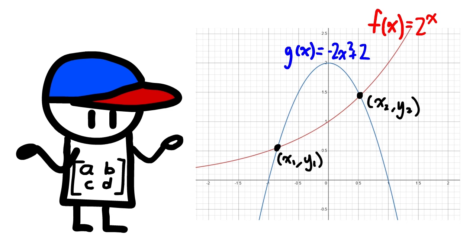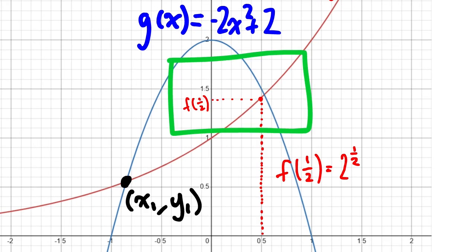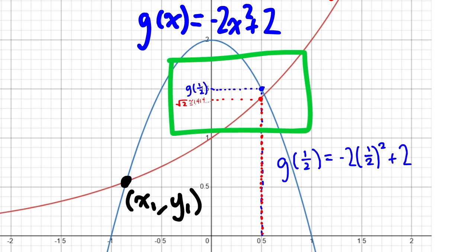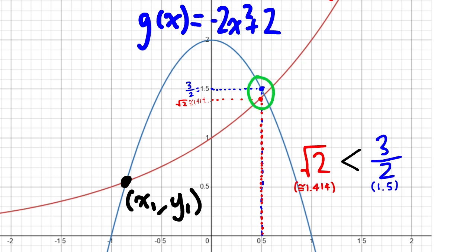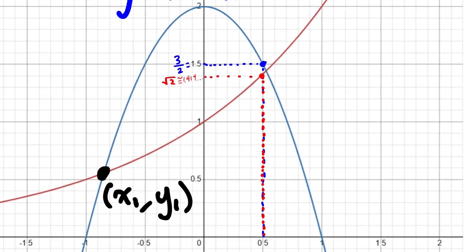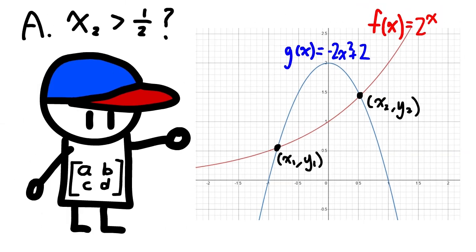But anyway, statement A asks whether x2 is greater than 1/2. When we plug in x equals 1/2, we get square root of 2 for f of x, while g of x gives us 3/2. Since 3/2 is greater than square root of 2, the quadratic graph is still above the exponential graph at x equals 1/2. That means the second intersection point, x2, must happen after 1/2. So statement A is true.